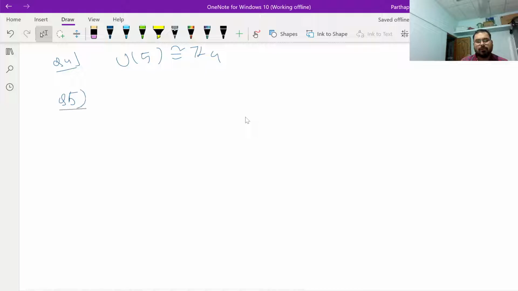Question 5. Show that U10 is not isomorphic to U12. So how can you show it? For this, let us find what is U12. So U10, we know, has 4 elements: 1, 3, 7 and 9.